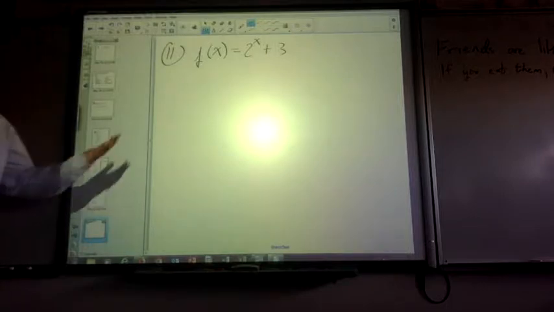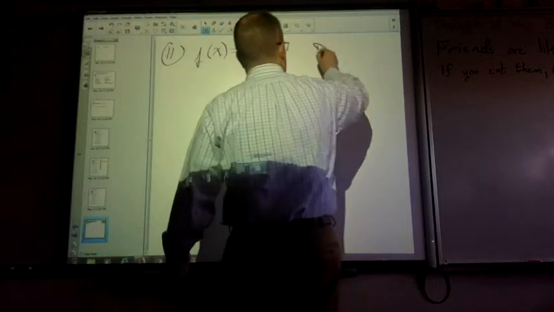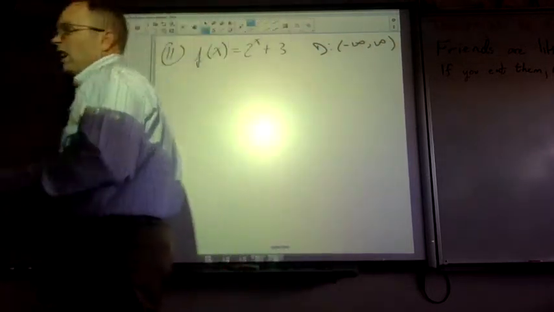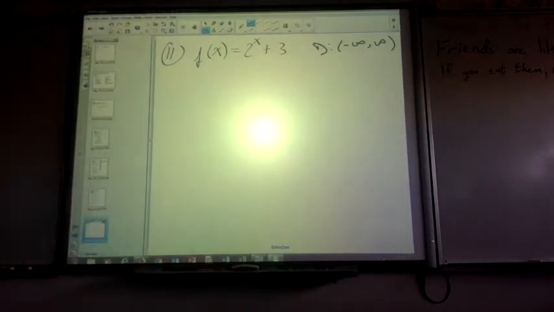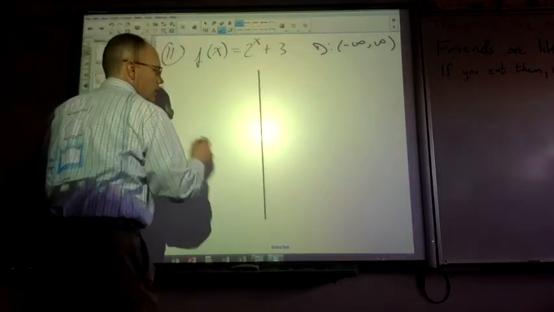Now the nice thing is when we say, label the domain and range, the domain for all of these is always the same. It's negative infinity to positive infinity. So that should be freebie points on a quiz or a test. Hey, what's the domain? Oh, it's negative infinity, positive infinity. At least you get that point. So let's take a look at what this graph looks like.